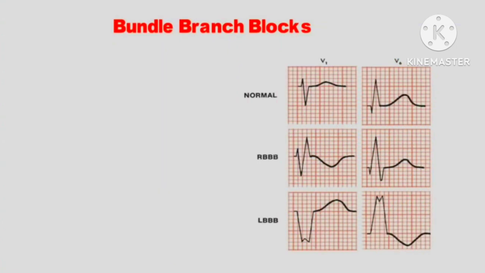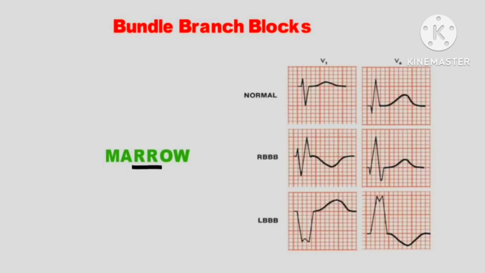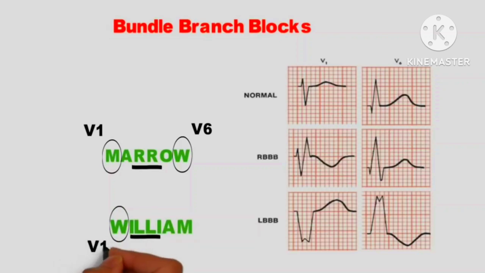In RBBB, there is M pattern in V1 and W pattern in V6. You can remember it with a mnemonic MARROW, where double R is for RBBB and M in V1, W in V6. Similarly, you can remember ECG of LBBB by a mnemonic WILLIAM, where W pattern in V1 and M pattern in V6 is present.